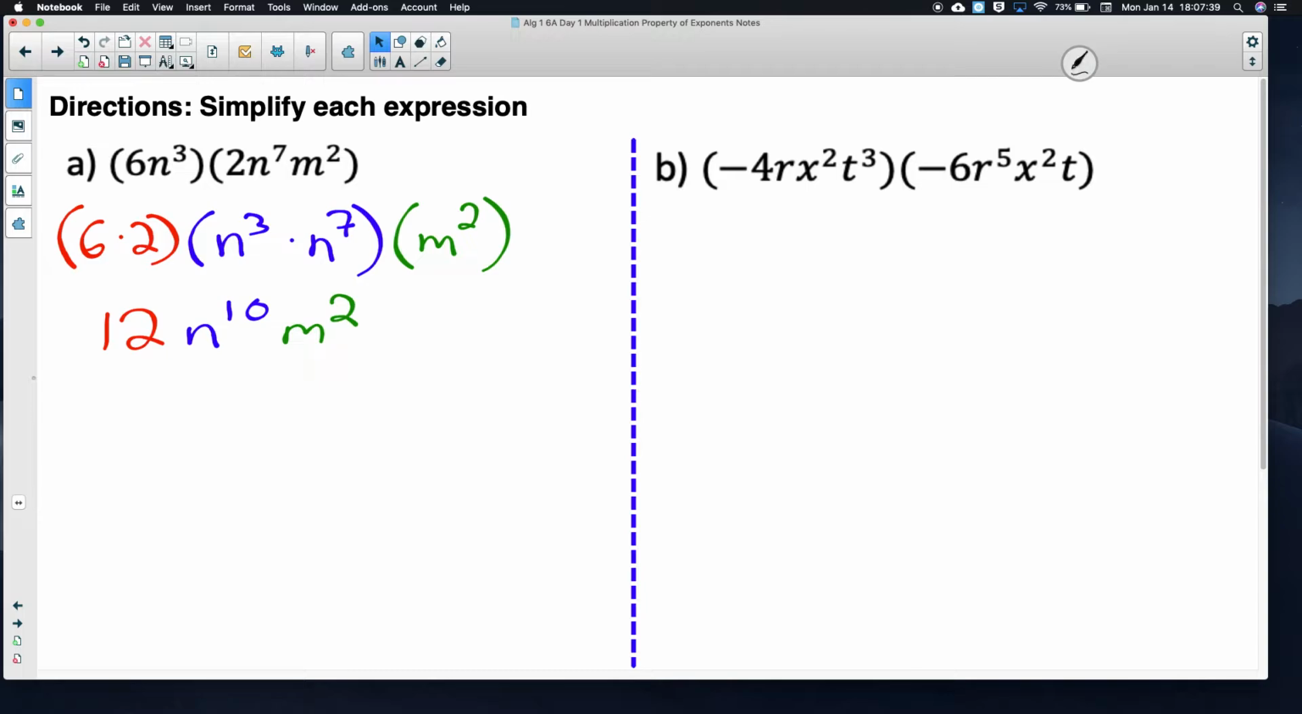Can't really change that at all because there are no other m's. There you go. That's my simplified expression.